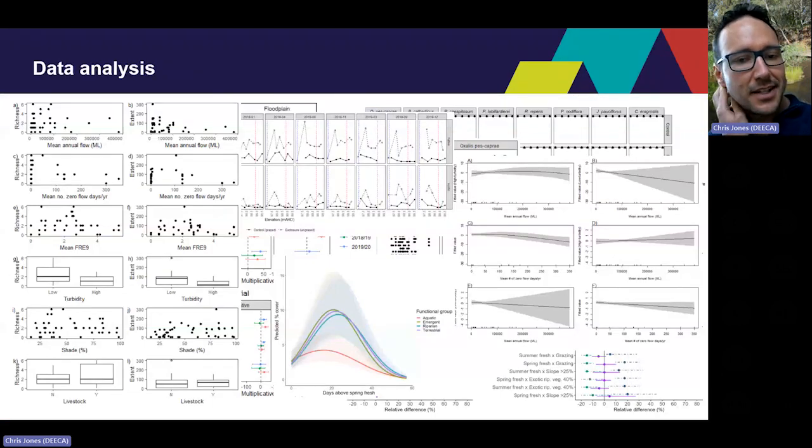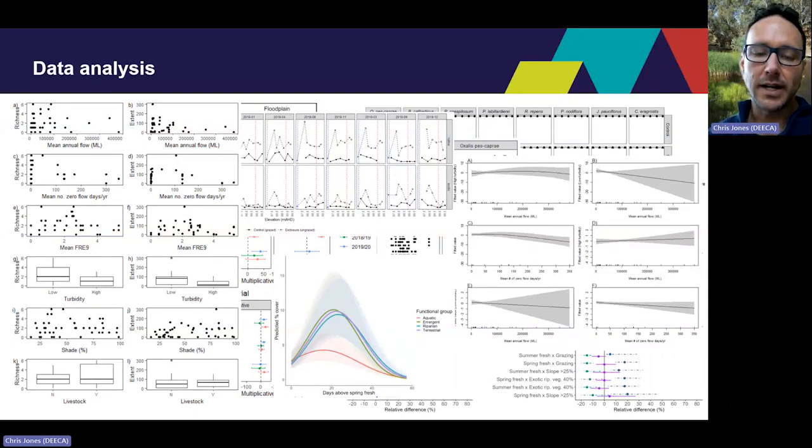So this is obviously a disgusting slide, but that's the point. There's lots and lots of things that we've done, huge amounts of data collected from the field, from experimental work, that has fed into our understanding.